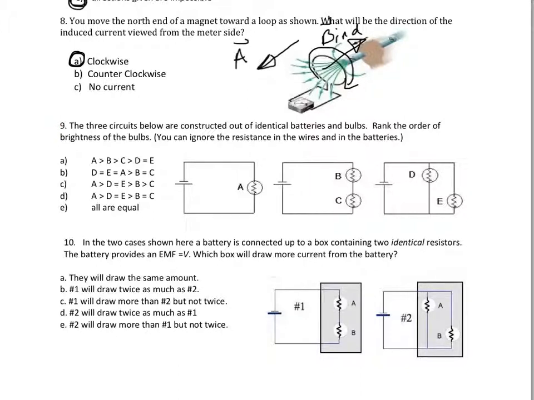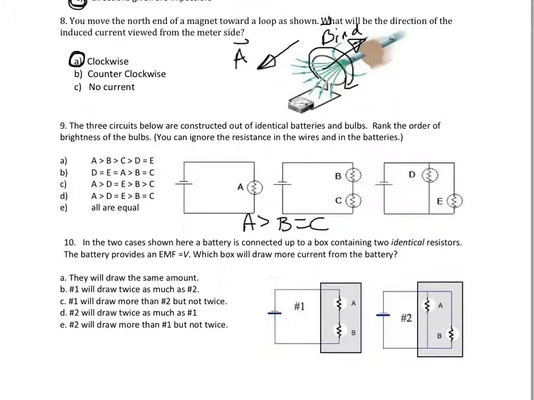Problem 9. You have 3 circuits constructed of identical batteries and bulbs. Rank the brightness of the bulbs. First, we can compare pairwise some of these. Now, A compared to B and C, because B and C are in series, the resistance in this circuit will be greater, therefore less current will flow through this circuit because the resistance is greater. That immediately tells you that A is brighter than B, which equals C. C must equal B because the same current flows through both.